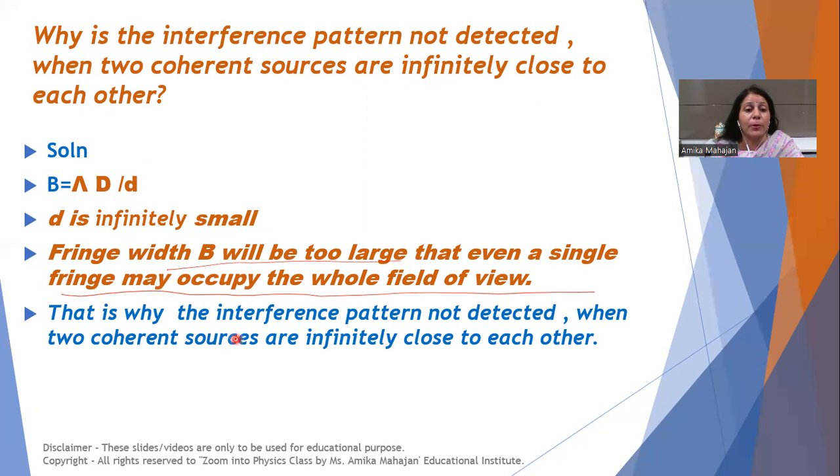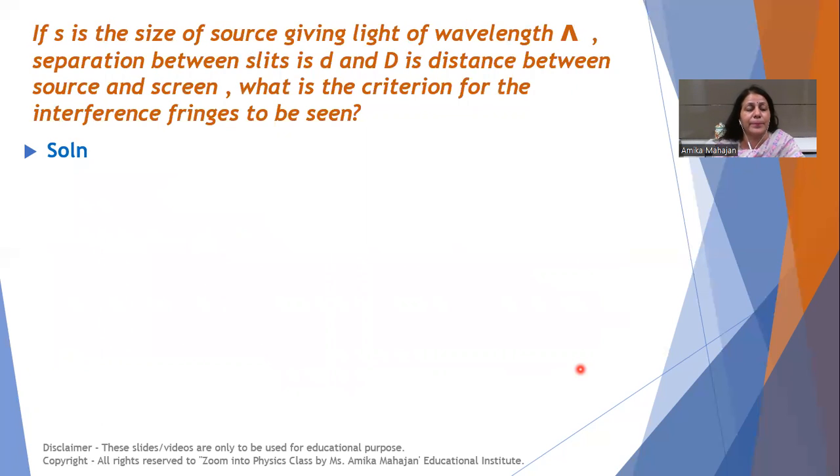And we will not be able to observe the interference fringe pattern. Only a single fringe will be there, which will occupy the whole field of view. Other fringes will not be visible. That is why the interference pattern is not detected when two coherent sources are infinitely close to each other. That means if two coherent sources are very close or very far apart, the interference pattern will not be detected.